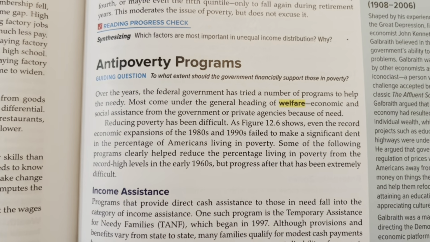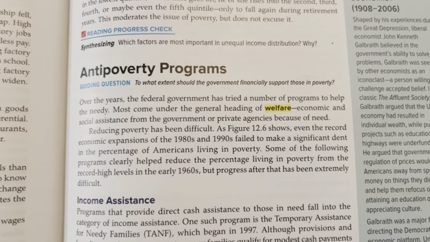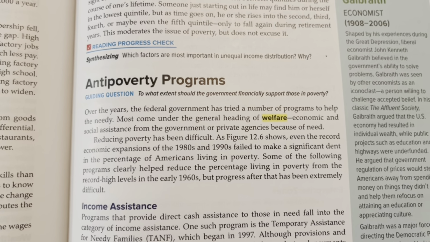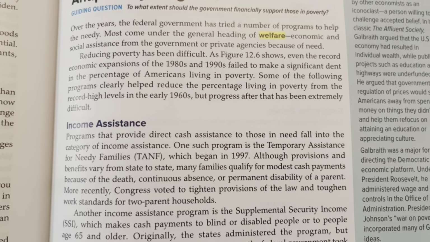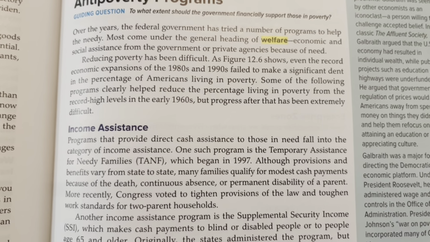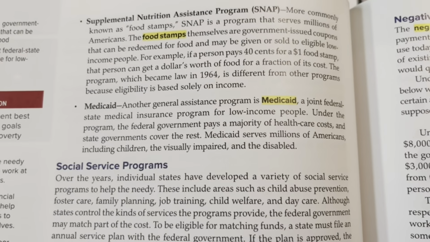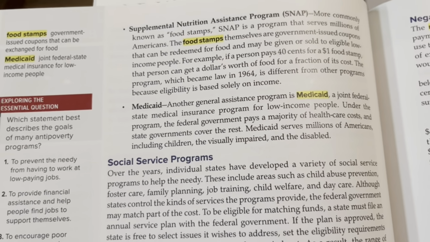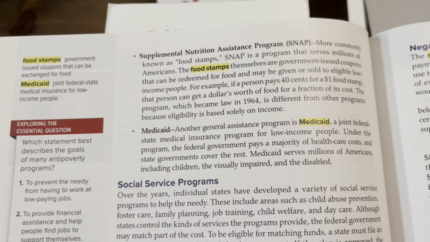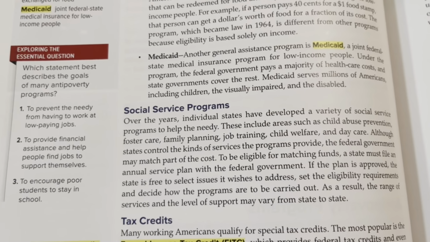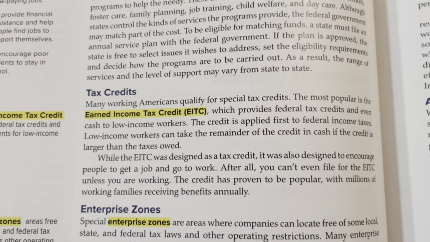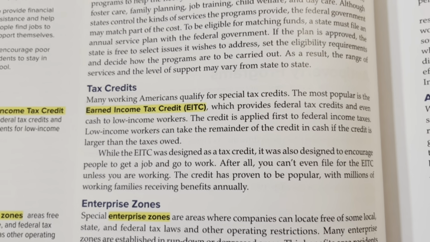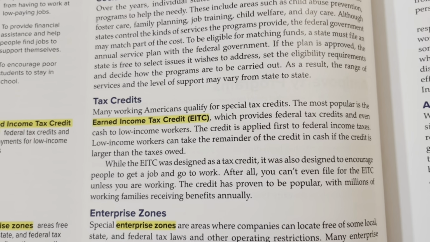Finally, we're going to talk about anti-poverty programs. These are generally called welfare programs, programs designed to help the poor. The most common, stereotypical, traditional one is income assistance, food stamps, things like that. So that is one type of welfare system. As it goes in, it talks about food stamps, it talks about Medicaid, which is paying for health care for people who are low income. There are social service programs, so you should read about those, and tax credits. The Earned Income Tax Credit is a tax credit that helps provide money to working families who are low income.